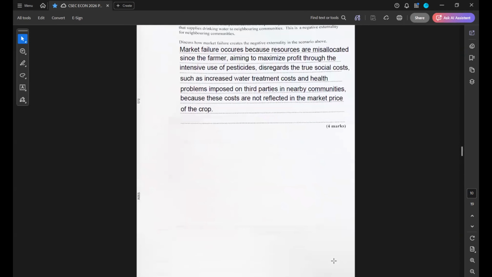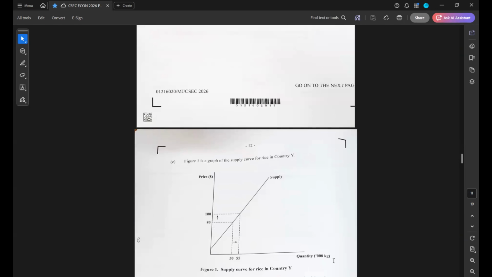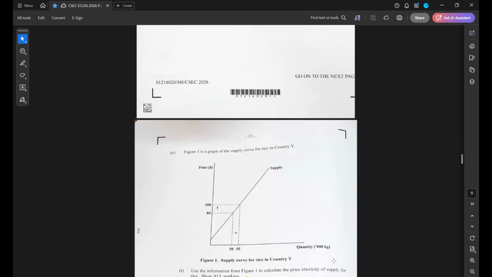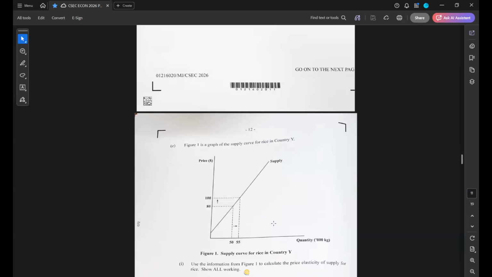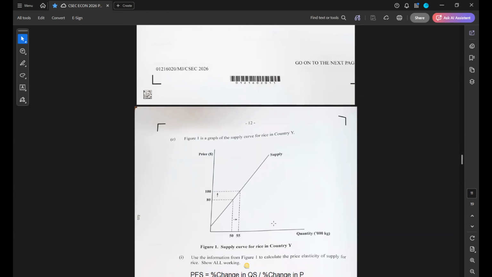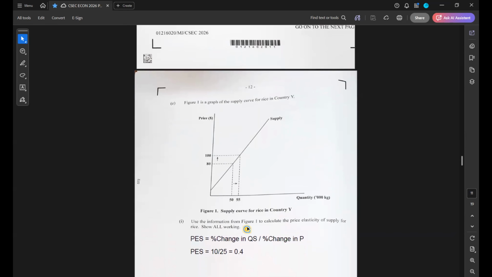So that was part D, and this is part E. Figure 1 is a graph of the supply curve for rice in country Y. We have the price on the y-axis, the supply curve, and we have the quantity on our x-axis. Figure 1, the supply curve for rice in country Y. So they say use the information from figure 1 to calculate the price elasticity of supply for rice. Show all working. Now, price elasticity of supply measures the responsiveness of quantity supplied to a change in the price of the good. Just keep that in mind. It's very, very important, right?